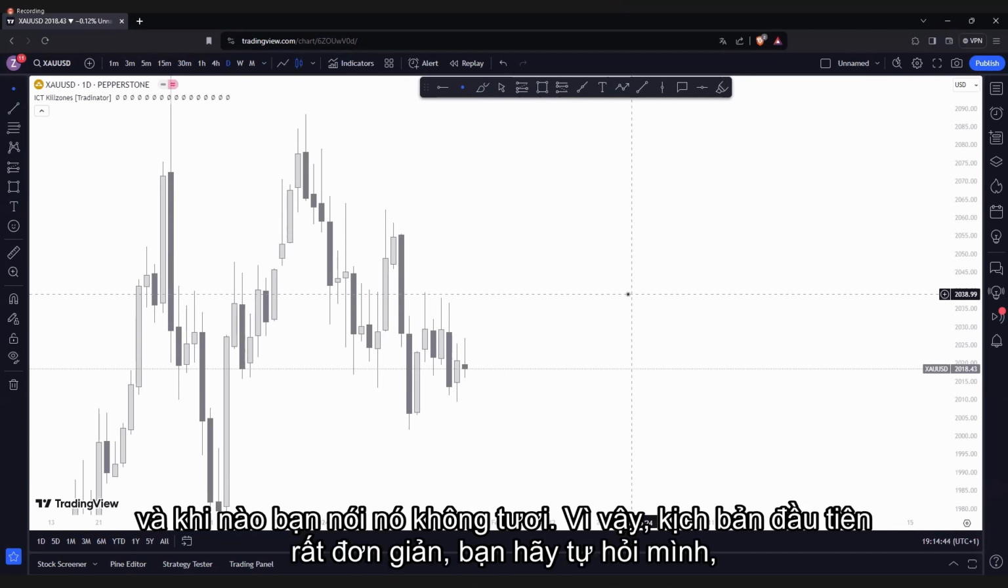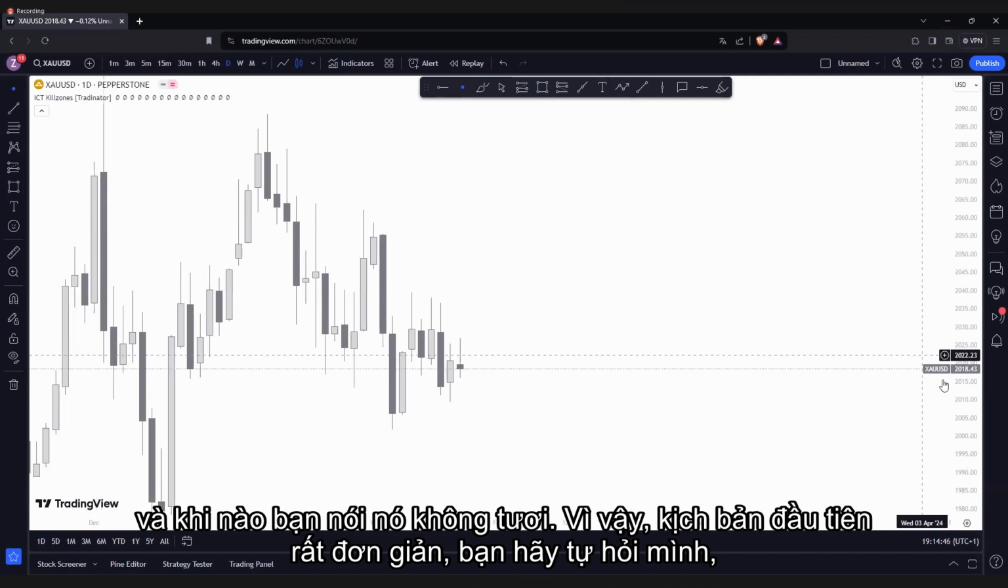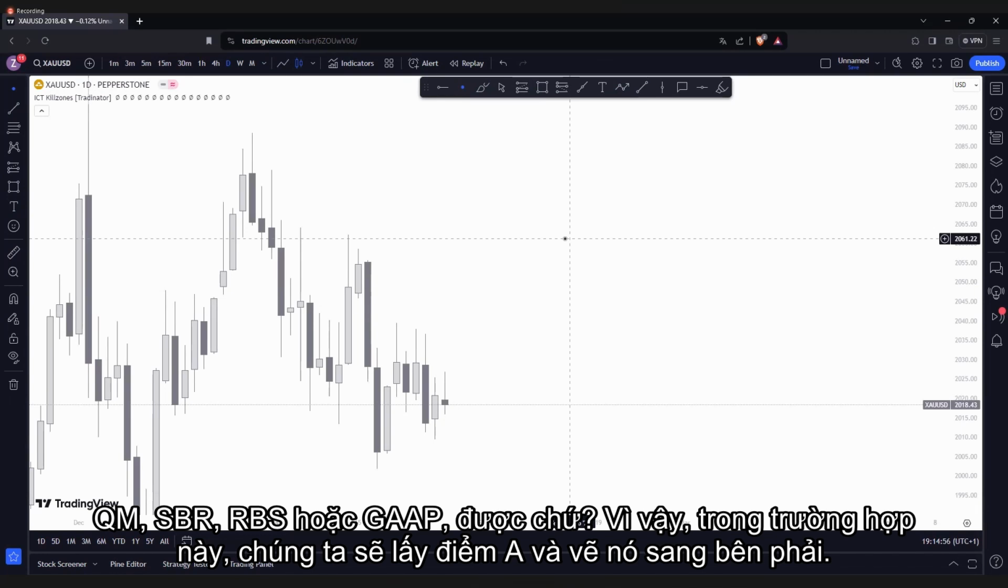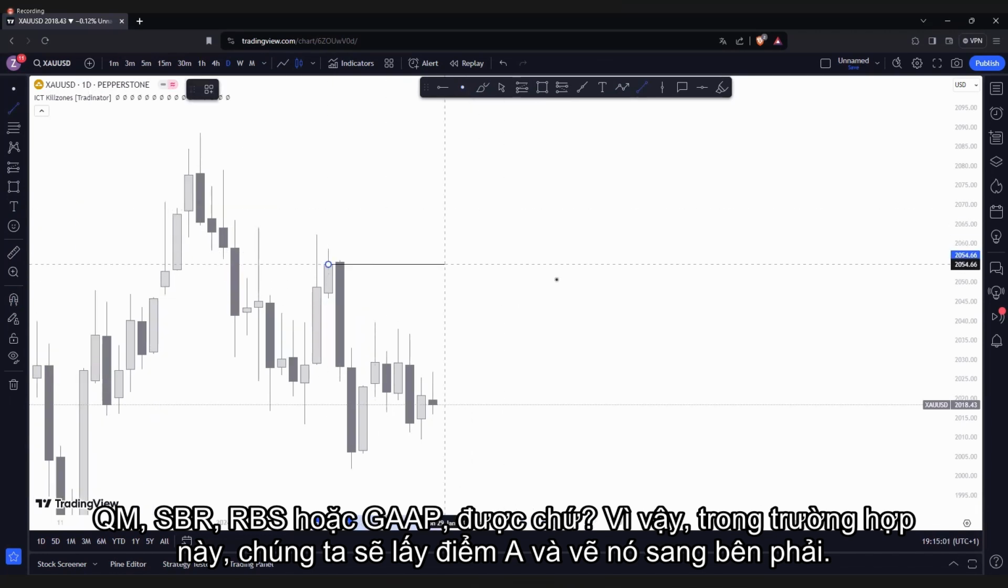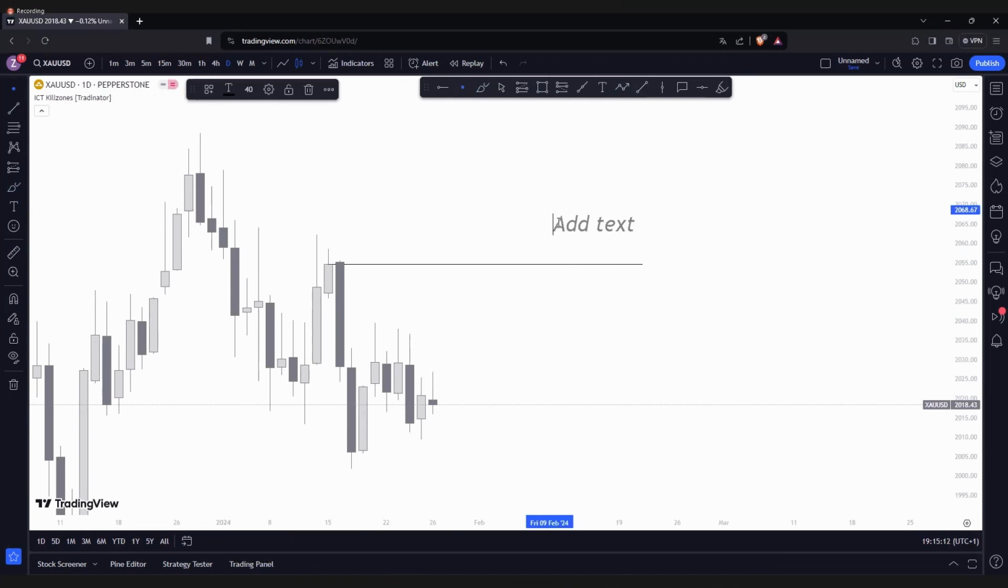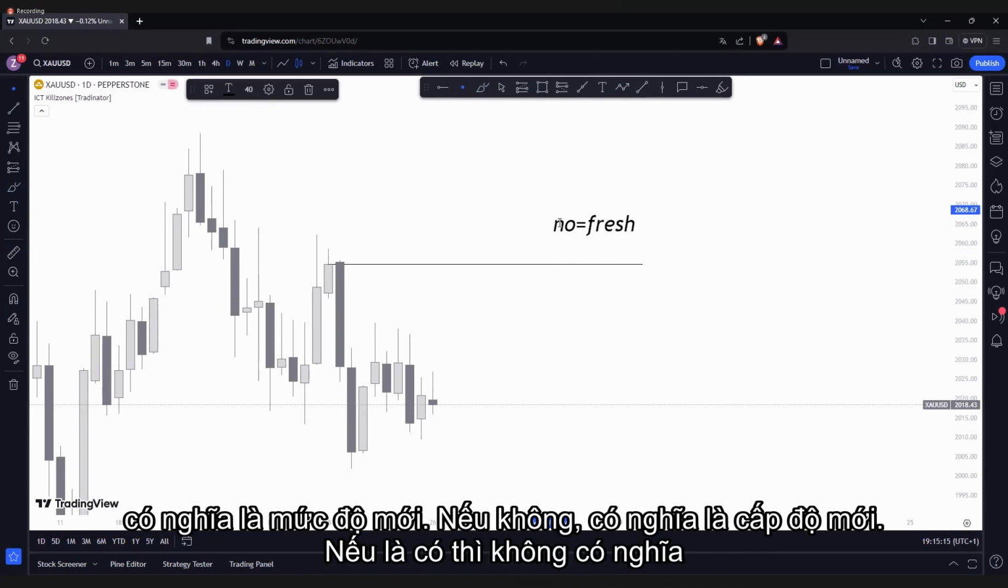So the first scenario, okay, is very simple. You ask yourself, did price action touch my key level? Any key level. It can be A, V, QM, SBR, RBS, or a gap. Okay, so in this case, we're going to take an A level and draw to the right. The first question is, did price action touch this A level? Okay, so if it is a no, means that the level is fresh. Okay, if no, means that the level is fresh.